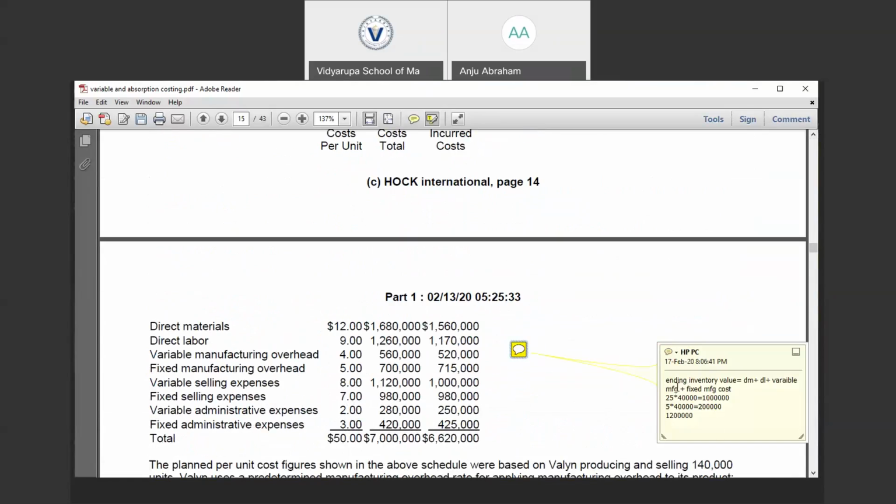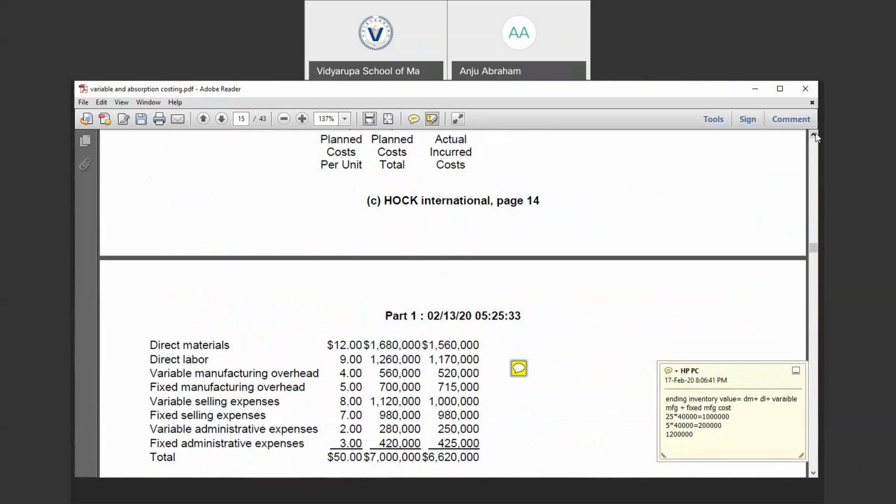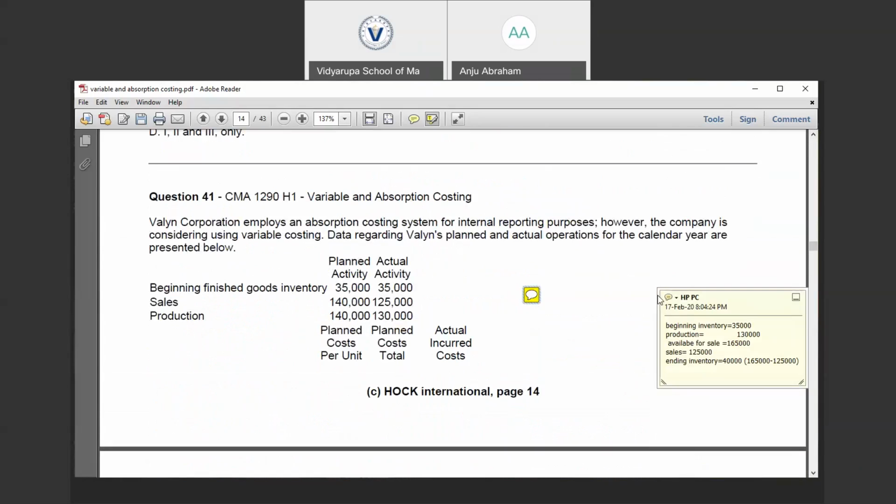The question is for the computation of the ending inventory value. So what does ending inventory value consist of? It consists of direct material, direct labor, variable manufacturing cost, and fixed manufacturing cost, because absorption costing is used. And we need to compute what is the ending inventory. So ending inventory, we know that the beginning inventory is 35,000, and our production is 130,000. So the total units available for sale is 35,000 plus 130,000, 165,000, and we sold 125,000 from this. So the remaining is 40,000, which will remain as the ending inventory.